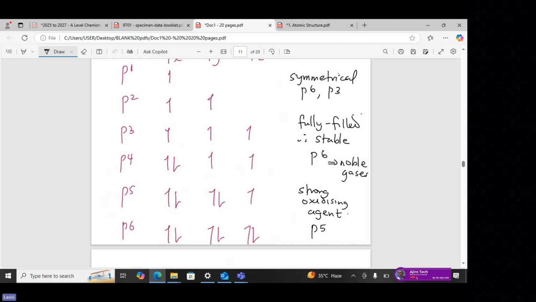Listen very well. Of all the non-metals, which group of elements is the most willing to accept electrons? They are very willing to gain 1 electron so that they can be stable. Which group is that? They want to gain 1 electron so that it can be stable. That's group 7. Thank you. Now group 7 has p5. These are the halogens. Can you see how you're interpreting now? Yes. Group 7, all of them have p5.